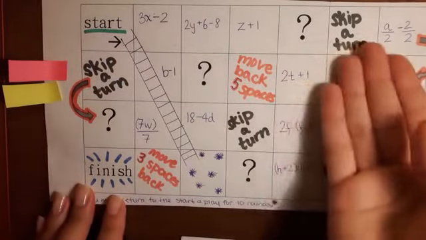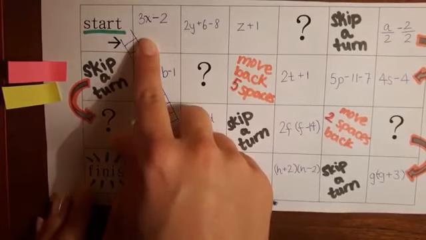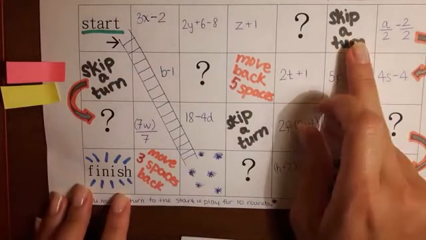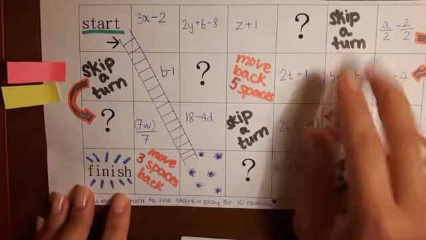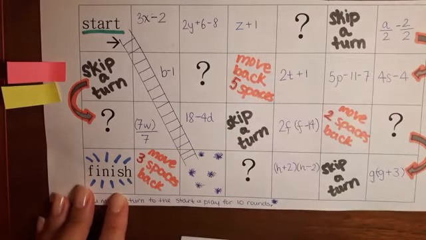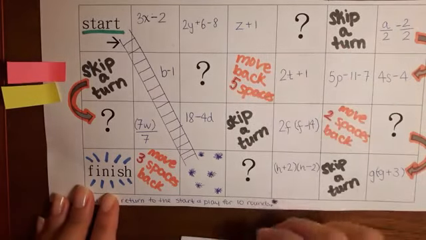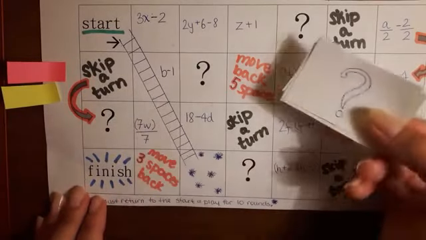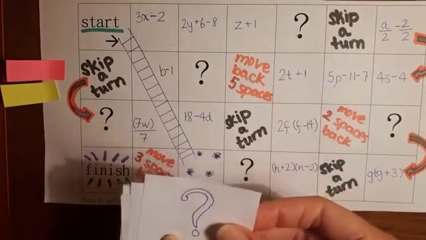The game board is pretty straightforward. There are some equations that the students will have to solve for in these squares. Skip a turn boxes obviously mean that they skip their turn. Move back 5 spaces, it's pretty straightforward. They would move back the 5 spaces. And the question marks are in accordance with these question cards. So if they land on a question mark, they have to pick up a question card.